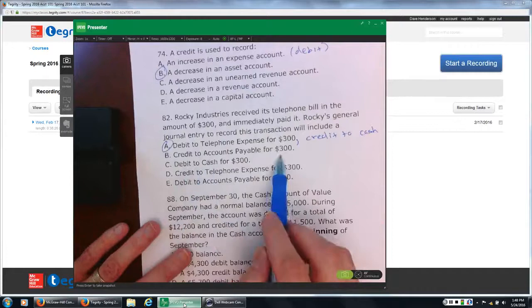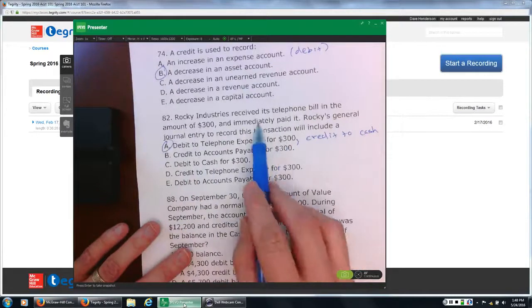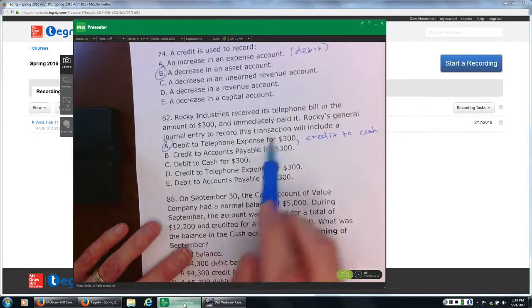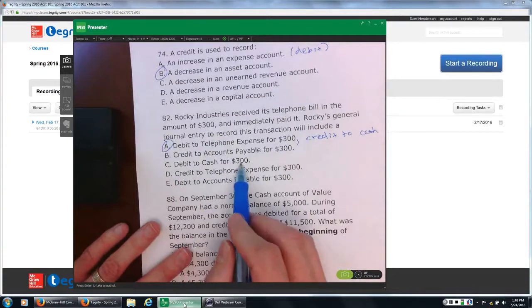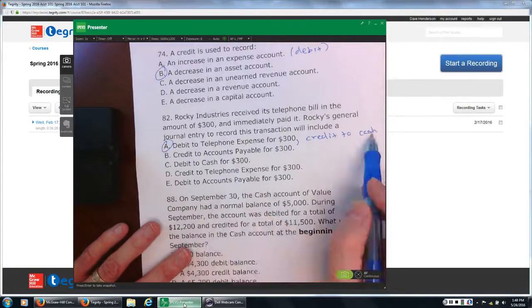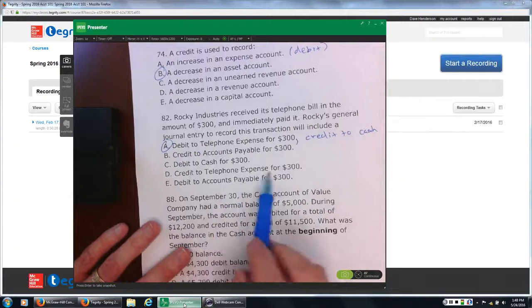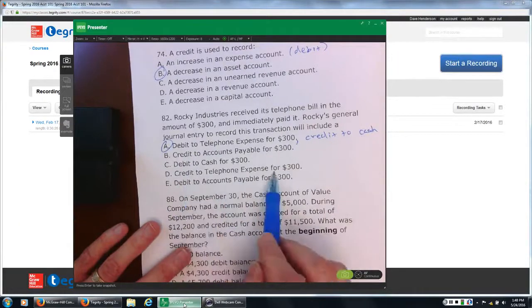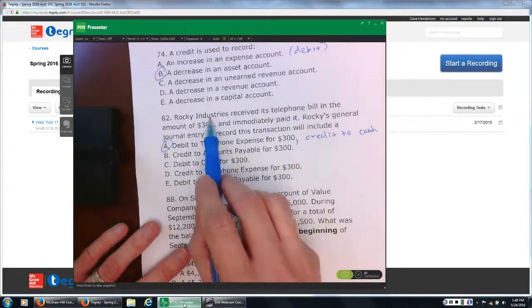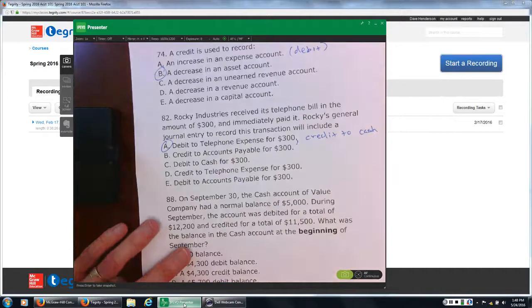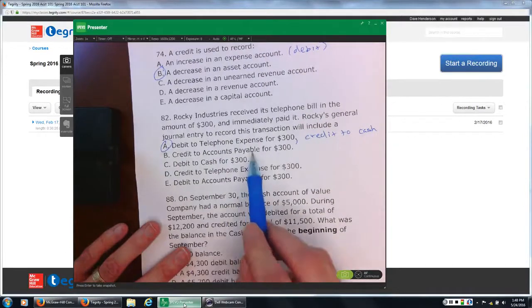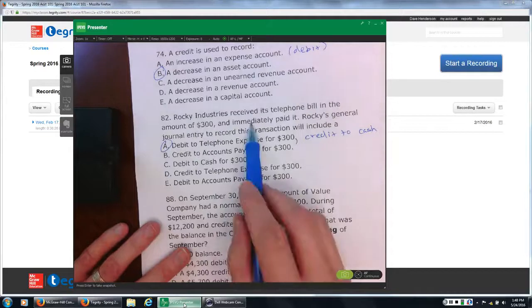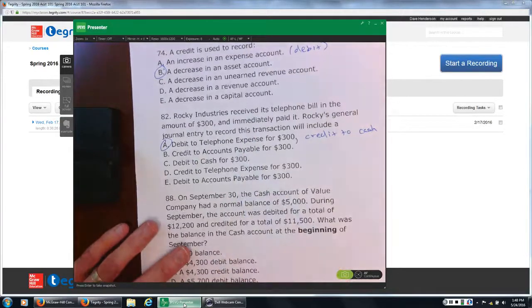Credit to accounts payable. No, that would mean that if they didn't immediately pay it, if they were going to pay it later. Debit to cash. A debit to cash for $300 means cash is going up. Cash is not going up. It's going down. Credit to telephone expense. A credit to an expense would mean it's going down, but that's not what's happening. We're recognizing the expense, so the expense is going up. Debit to accounts payable. We would debit accounts payable when we pay off the accounts payable, and that has nothing to do with what's going on here at all.